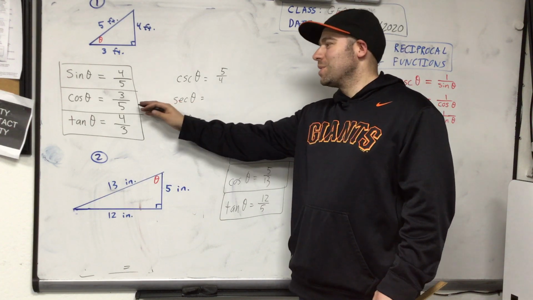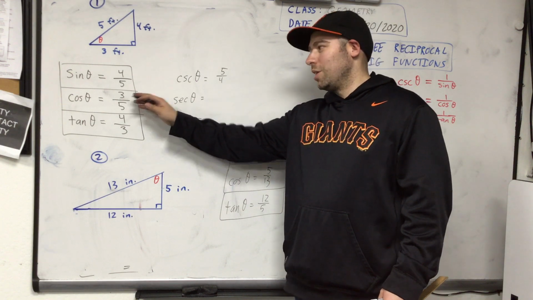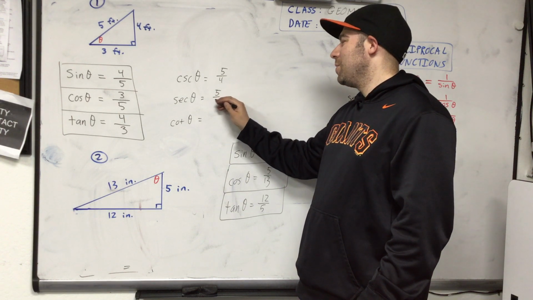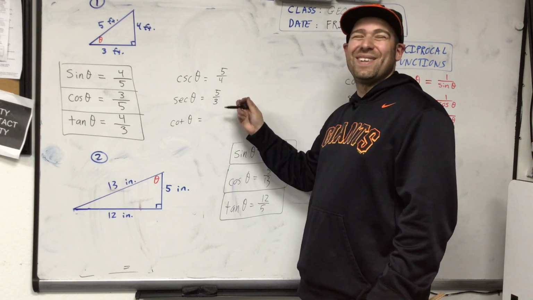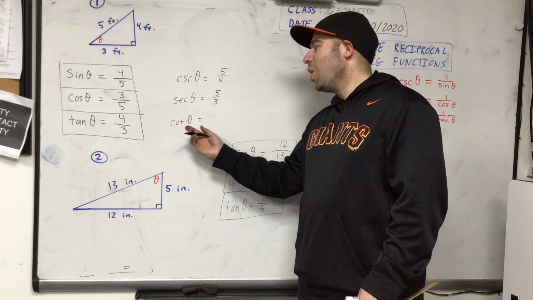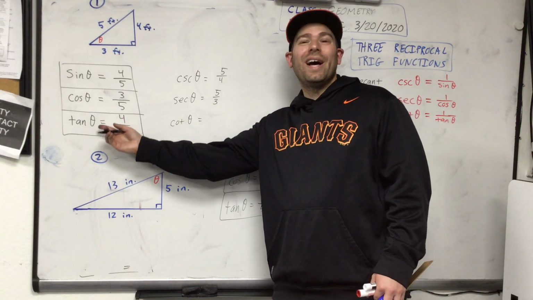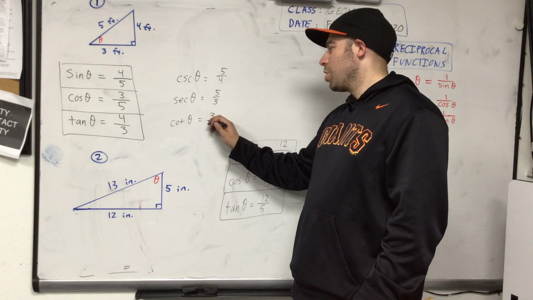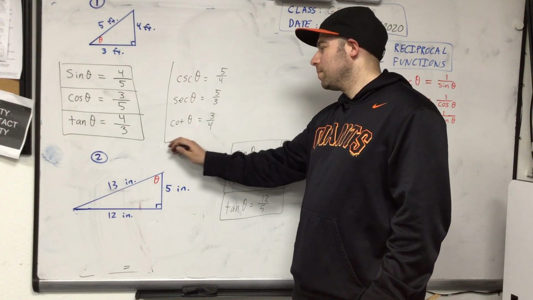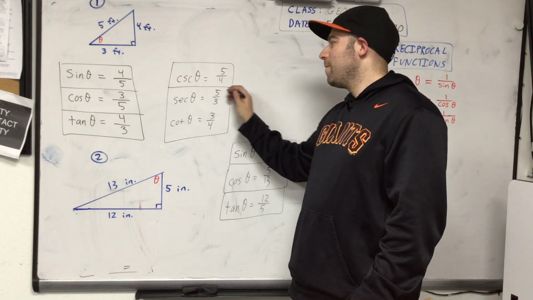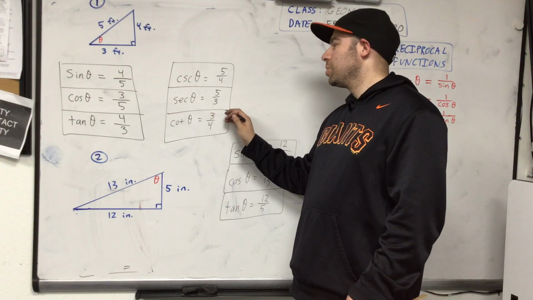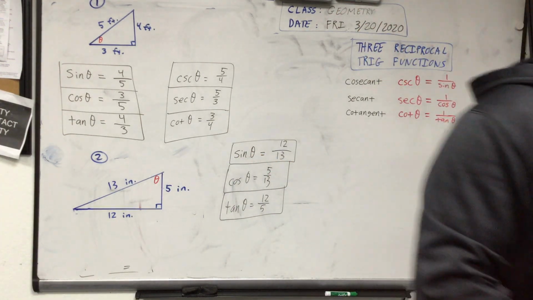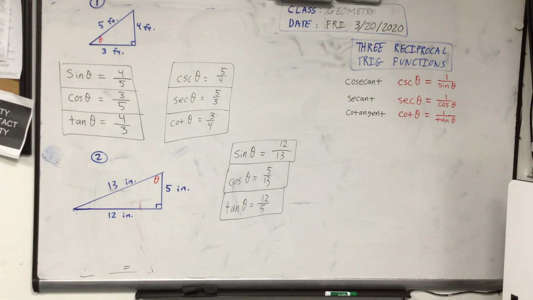The secant is the reciprocal of cosine of theta, the reciprocal of 3/5, so the secant is 5/3. And finally, the cotangent of angle theta is the reciprocal of tangent of theta, or the reciprocal of 4/3, which is 3/4. So we have found all 6 trig ratios for angle theta. See if you can find the cosecant, secant, and cotangent for problem number 2.